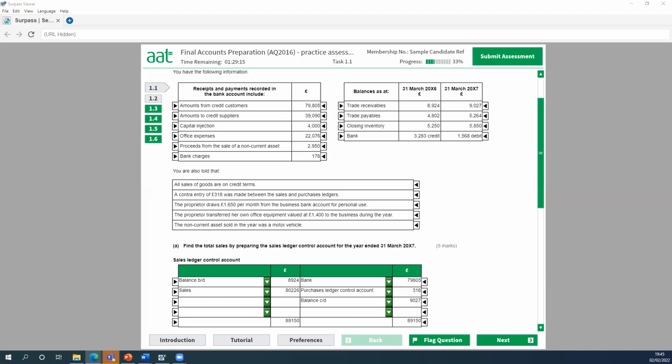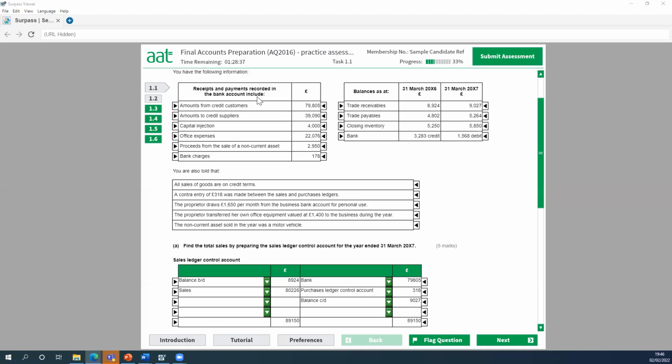you'll have some understanding. So, sales ledger control account. We're given our figures here, our trade receivables. So our customers owed us, by the 31st of March, 8,924, so our balance brought down. And then we've got our balance carried down on the 31st of March, 20X7. Okay, so that's basically the amount of money that our customers owe us. We've then got other information, as you can see: your trade payables, your closing inventory and your bank. So we were overdrawn, and then we weren't at the end of 20X7.